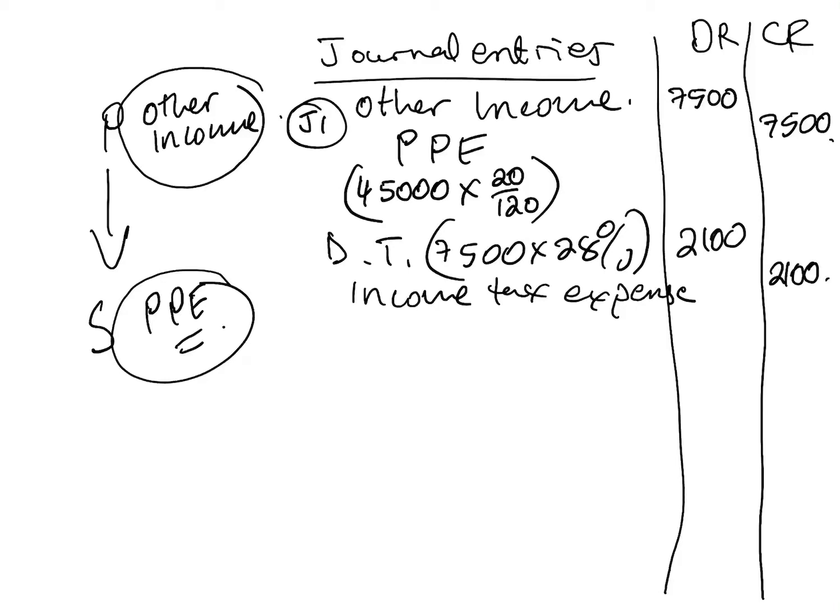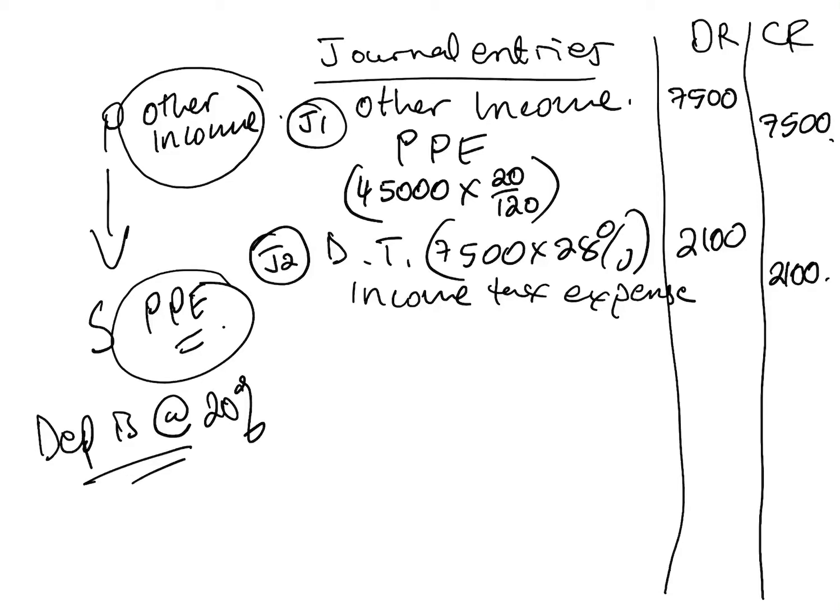2,100. So that's journal number 2. Now before we move on, they told you that depreciation is at 20% per annum. But now when the subsidiary was charging depreciation in its books, because it was showing the asset at how much there? 45,000. It was charging depreciation on 45,000. But we are saying that as a group, the value of that asset is not 45,000.